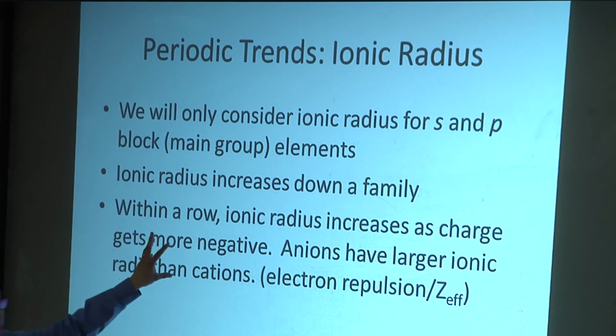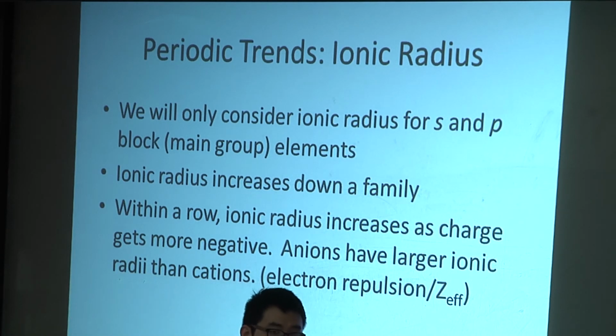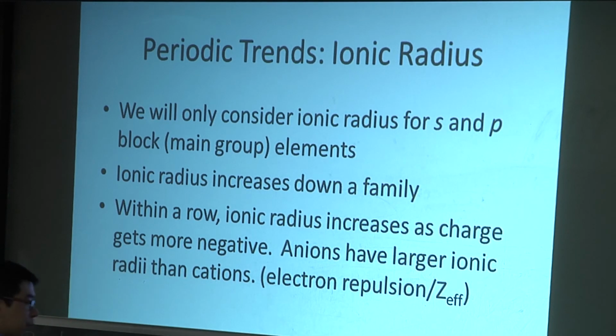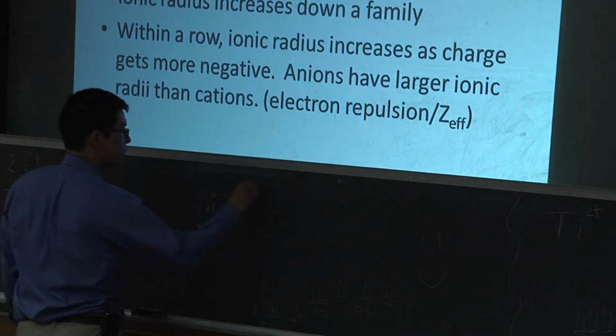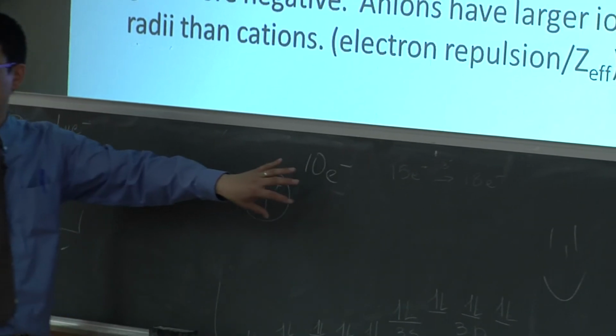Within a row, now the effect is more complicated. If you are a metal, like sodium, what's going to happen to you when you form an ion? You're going to become a positive charge, so that means you lose an electron. So if you're sodium and you have 11 protons and 10 electrons, you have more plus than you have minus.